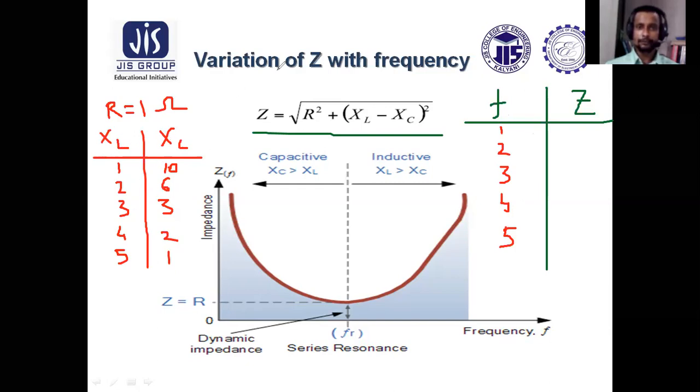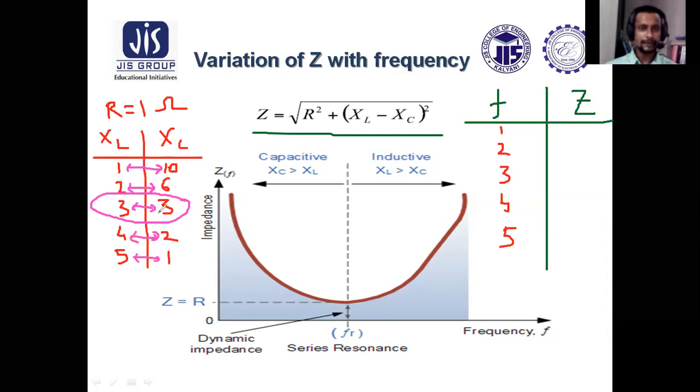So see, at frequency 3, resonance will occur. Now what is Z? Z is under root R square plus XL minus XC whole square. So how does this XL minus XC part vary? See, initially this difference is 9. Then this difference becomes 4. Then this difference becomes 0. Then this difference becomes 2. Then this difference becomes 4.